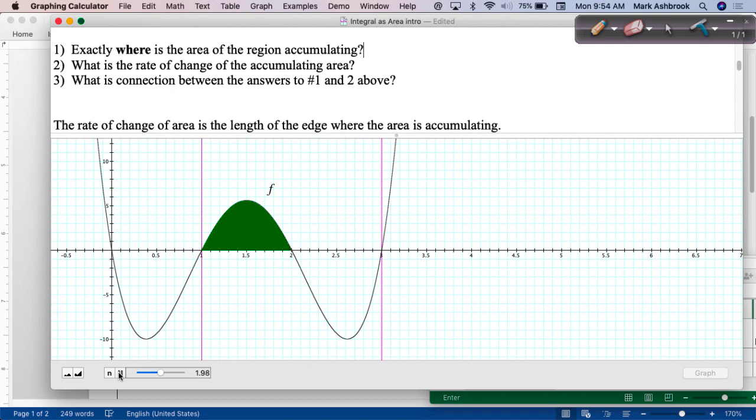I want to know exactly where, this is a visual or geometric answer, where's the area of the region accumulating? What is the rate of change of the accumulating area? And what is the connection between the answers to number 1 and 2 above? Important questions. Again, this is kind of a review from last time. Where's the area of the region accumulating? What is the rate of change of the accumulating area? And what's the connection between your answers to 1 and 2? How do those work? Make the link. Go. Talk.